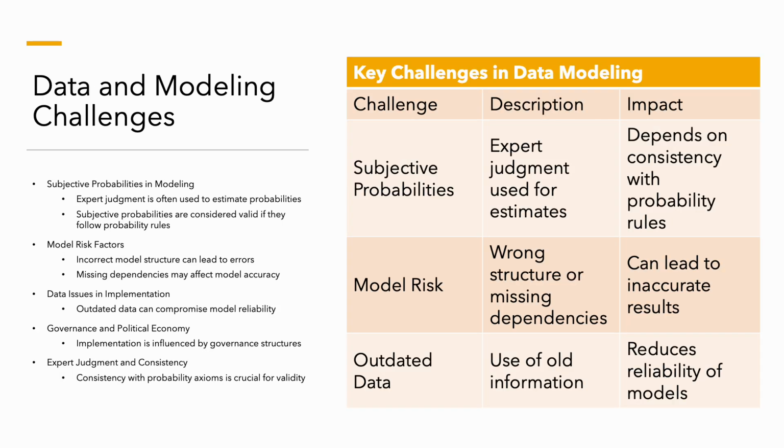Subjective probabilities are valid when consistent with probability rules, but model risk remains a challenge. Missing dependencies, outdated data, or poor model structures can degrade accuracy. Governance and oversight mitigate these risks.